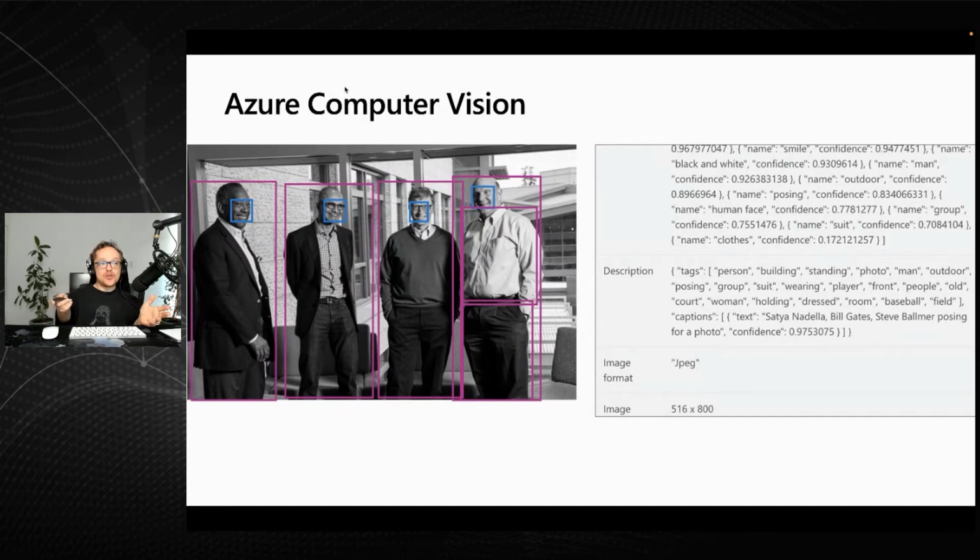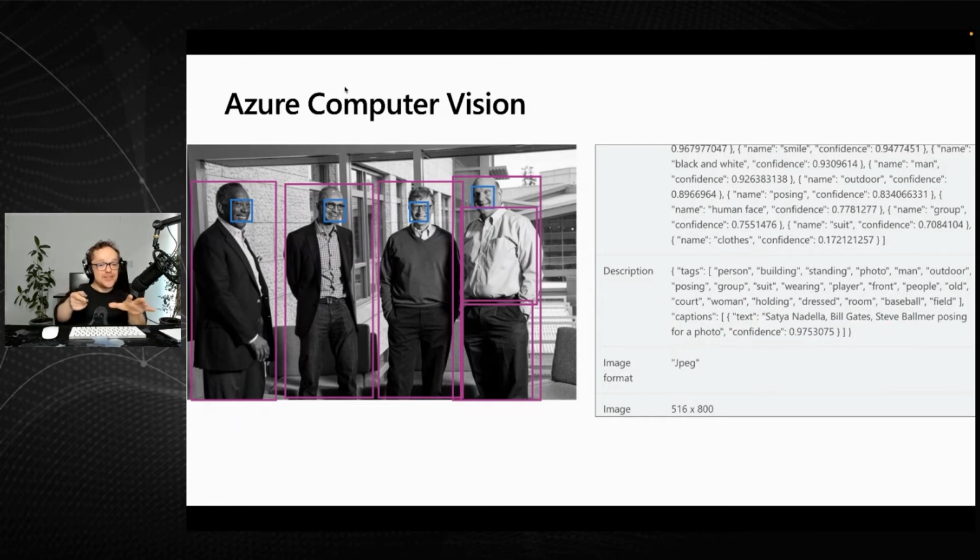What happens also if you want to do image recognition? So we also have computer vision. We recently won the Facebook nocaps Challenge, and we beat a human individual to actually caption an image. And this is very important. So this image here, it will analyze the people, and then it says Satya Nadella, Bill Gates, Steve Ballmer posing for a photo.